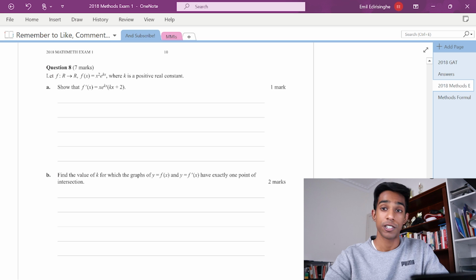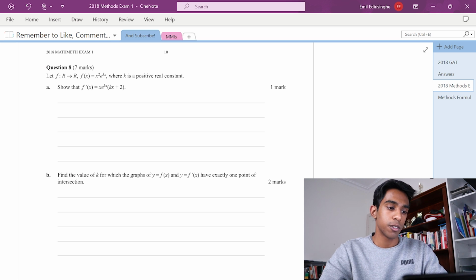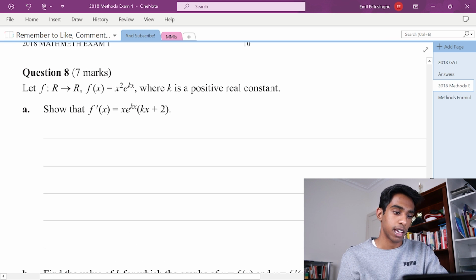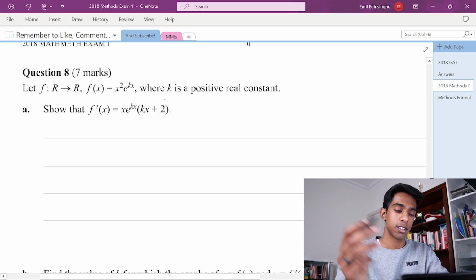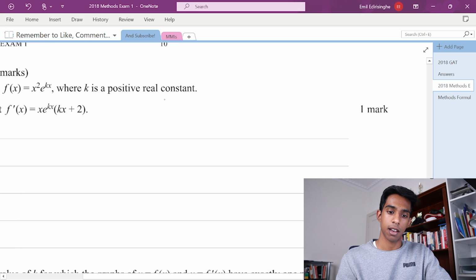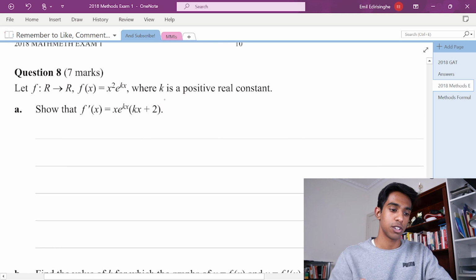Okay, so now we're up to question 8, which is the second last question in this paper. So the first thing we have to do is show that f dash of x equals whatever that equation is. And we're given f of x is equal to that. So this is just going to be the product rule. So I'll just go through that and check how many marks it is. It's 1 mark, so not much working out needs to be shown.